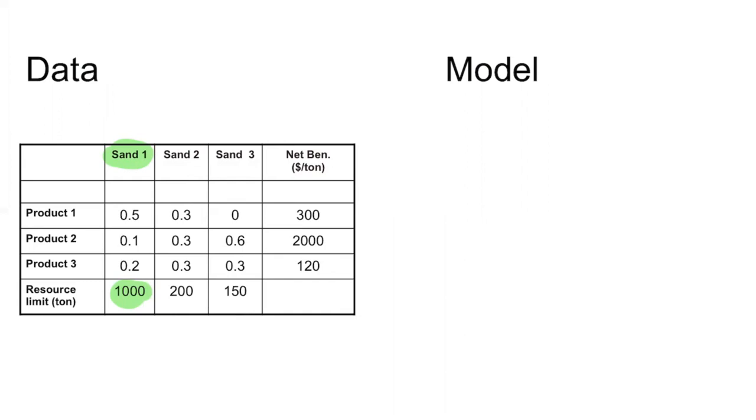We can make other assumptions, but let's make it very simple. We don't need to pay for this sand, but we already have 1,000 tons. We have sand number 2, we have 200, and then we have 150 of sand type 3. For products, I get 300 monetary units, or dollars, or millions of rubles, for 1 ton of product number 1. More from product number 2 and less from product number 3.